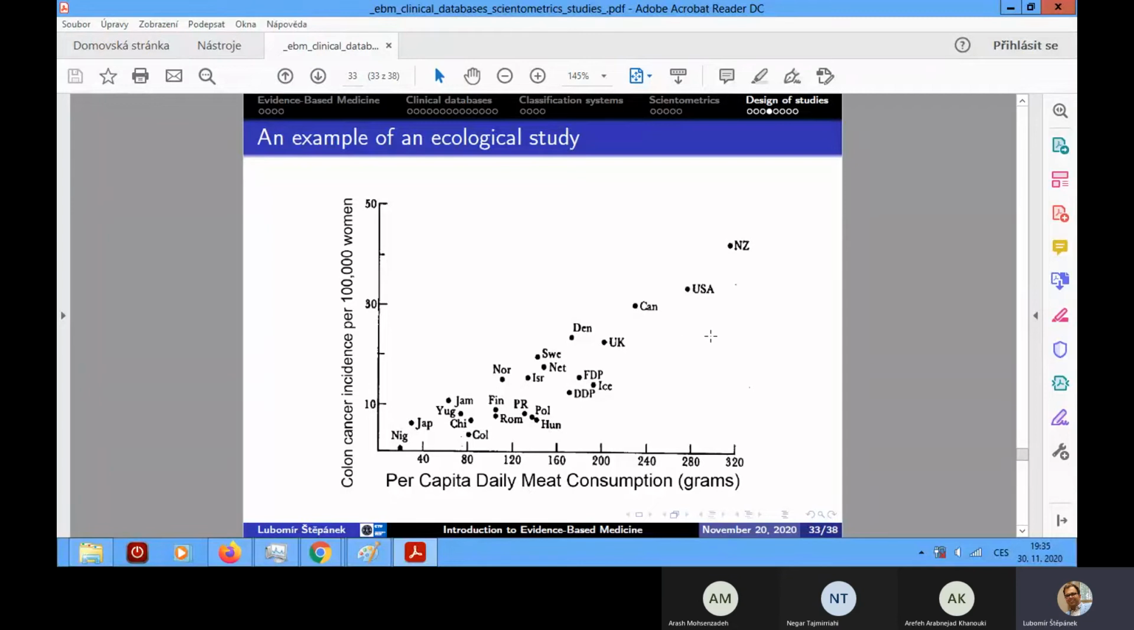But this kind of plot silently suggests that there should be this kind of causality, and it absolutely could not be proven by this kind of population or aggregation data. It could be proven if we had a dataset with a defined sample of people, where for each person we know the amount of his or her daily meat consumption and whether he or she got colon cancer or not.